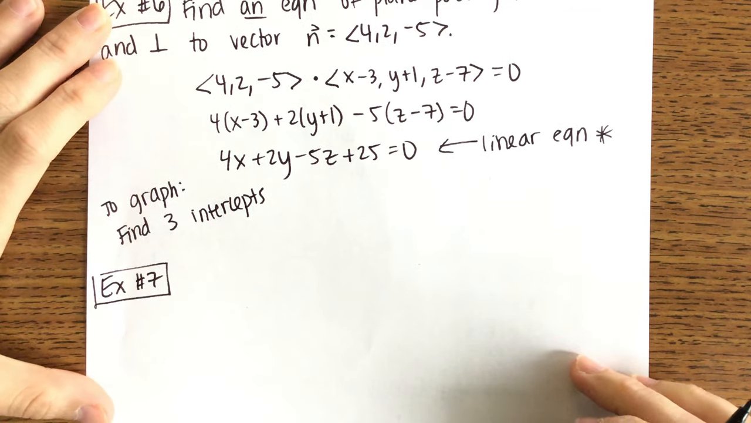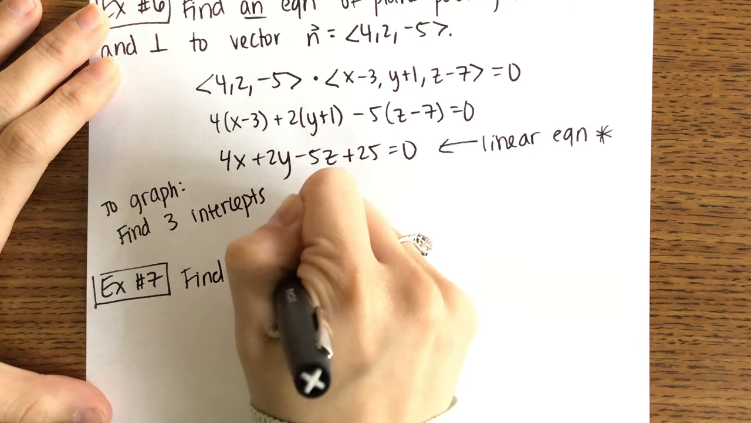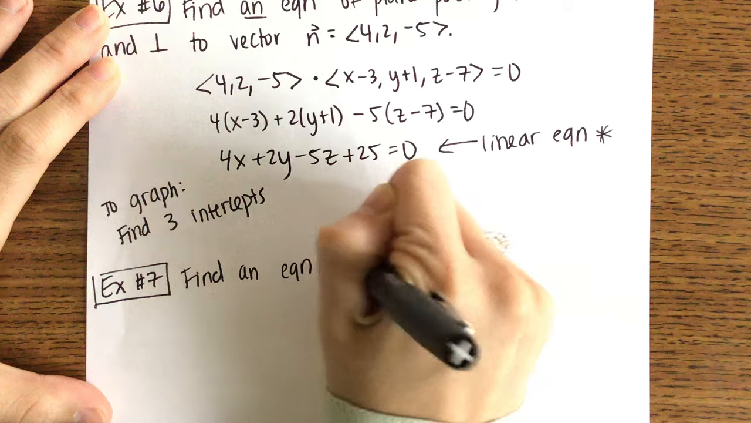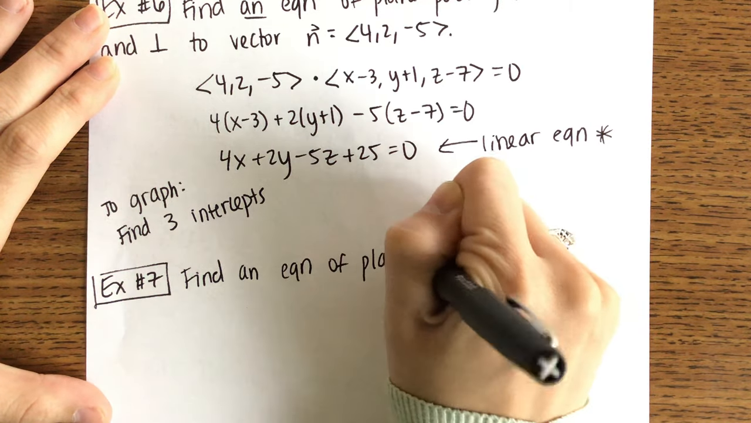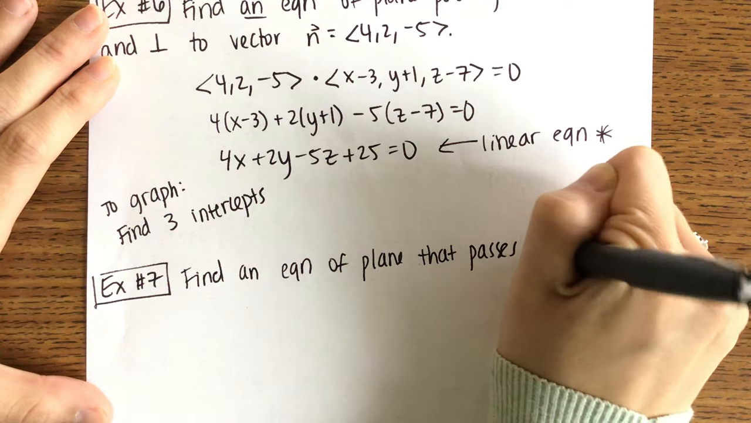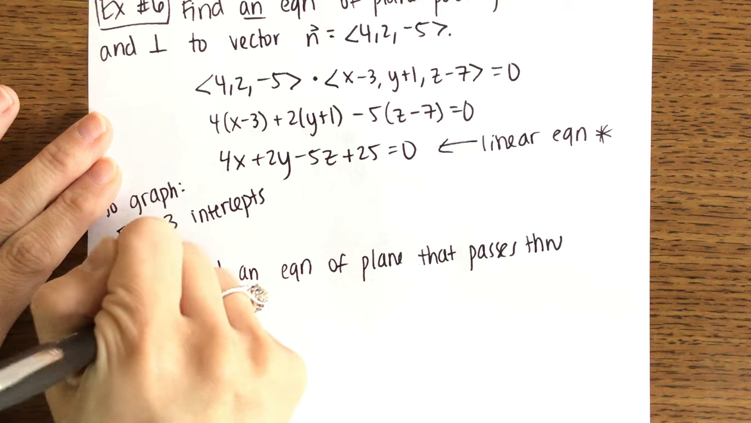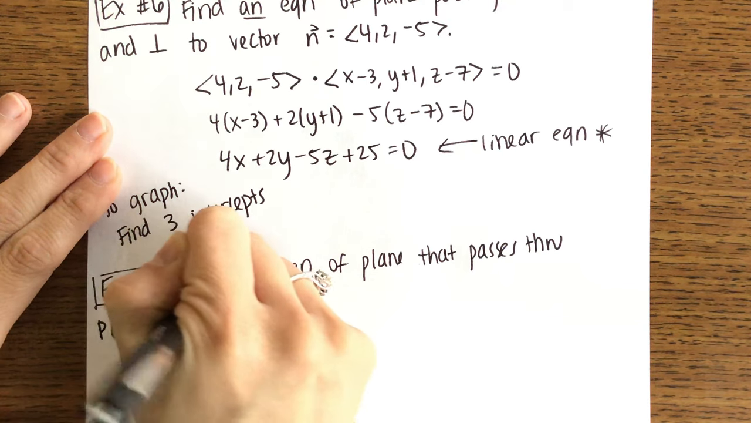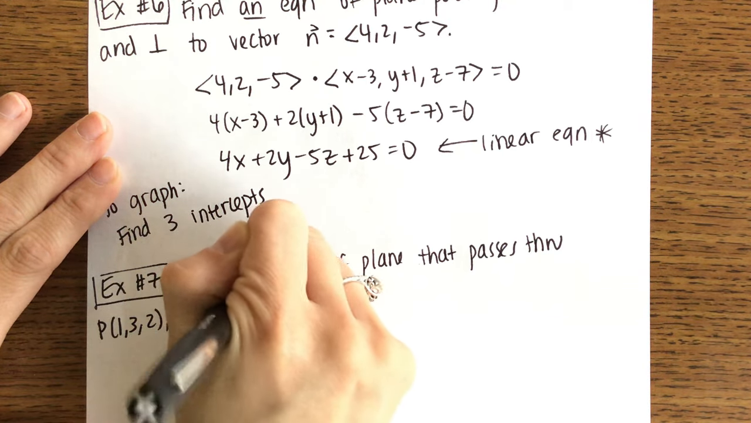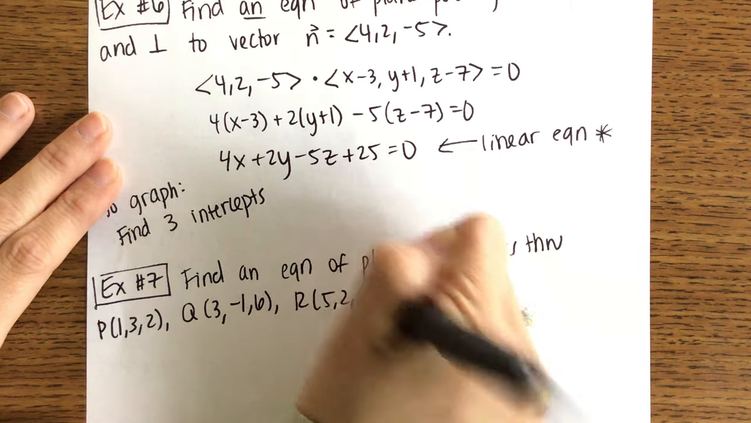Next example. We are going to find an equation of the plane that passes through the following three points. P is 1, 3, 2. Q is 3, negative 1, 6. And R is 5, 2, 0.